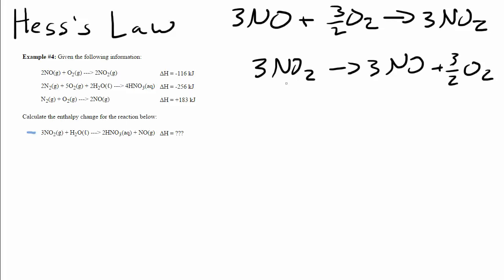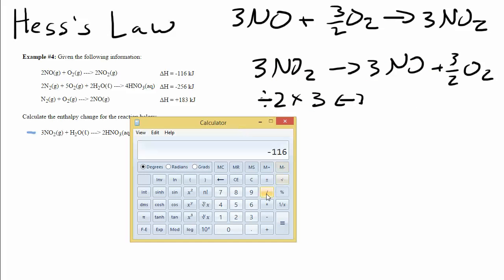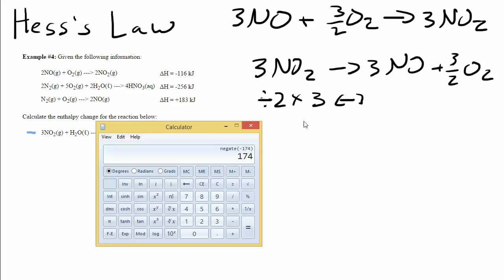So what did I do? I'm going to write this down. I divided by 2, I multiplied by 3, and then I flipped it, right? So that's what I have to do to the delta H. So the delta H there is negative 116. I'm going to divide it by 2, multiply by 3, and then flip the sign. And so for delta H, I get 174.